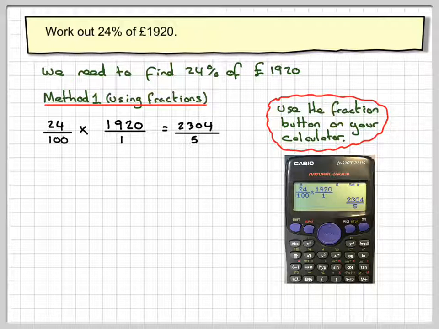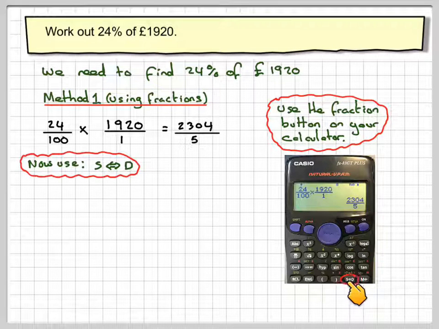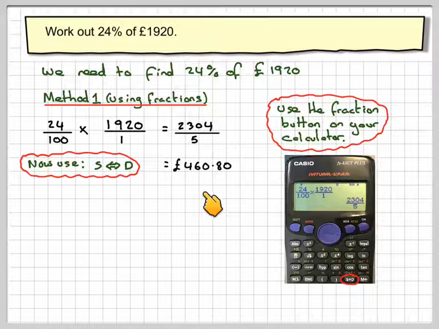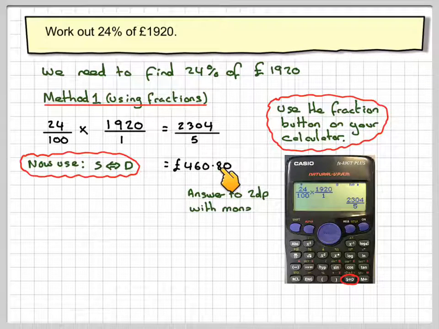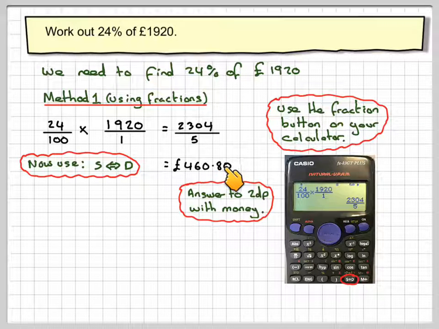And then to change that to a decimal, we need to use this button down here, the S to D button. So just press that, and that will give you 460 pounds and 80 pence. Now, with money, make sure if there's decimals that you give your answer to 2 decimal places. So you would need to put in an extra 0 in this case.